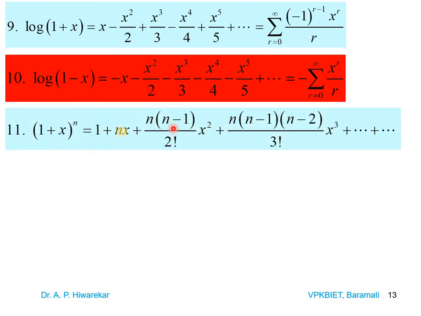Then this is the binomial expansion. Everybody knows this, 1 plus x power n. Just go through it.